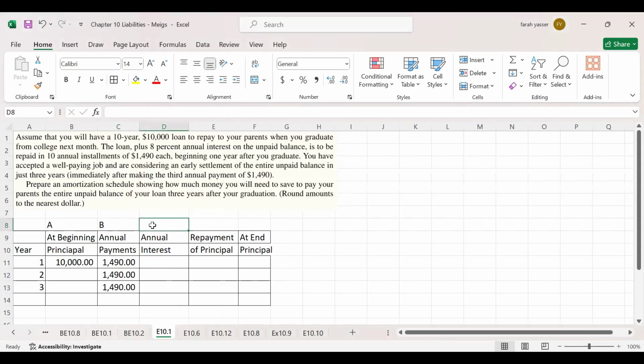In column C, the interest is simply calculated at the rate of interest, 8% annual. So column A multiplied by the rate of interest, which is 8%. In this case, column A has $10,000 at year 1. So $10,000 multiplied by 8%. This 8% is the interest which is charged on the beginning balance of the principal amount.